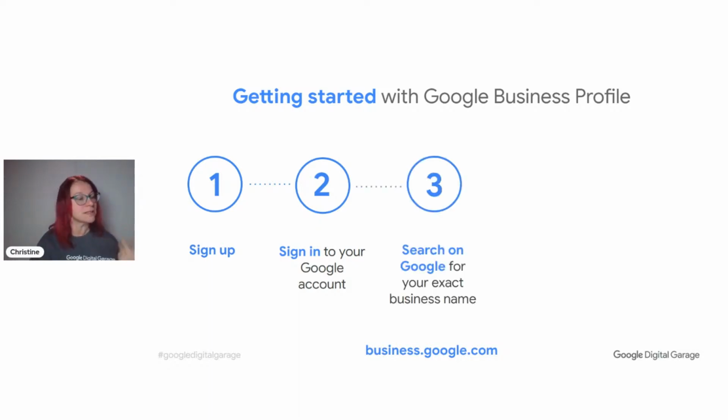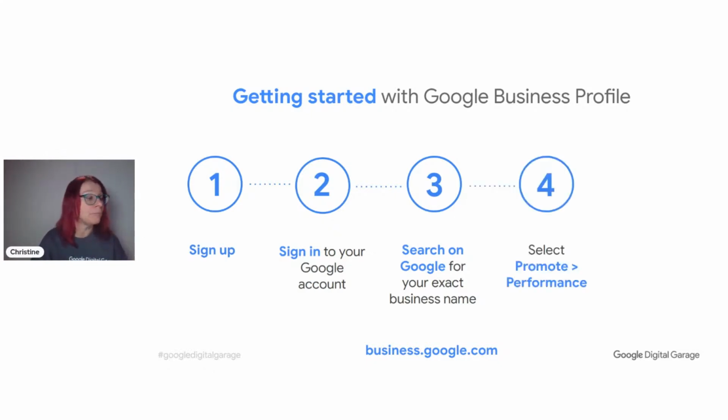Then the next thing to do is to search on Google for your exact business name. All right. And it may exist already. Google may know enough about your business to know that at the place you are, there's a business by that name. If you're found, then that's great. If you're not, then you'll have to create that business.